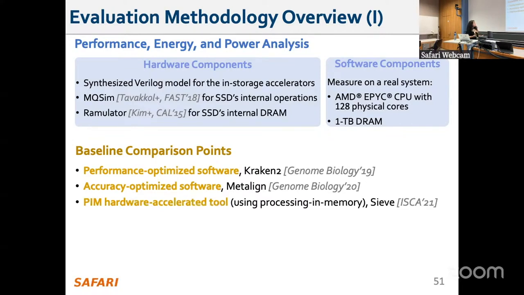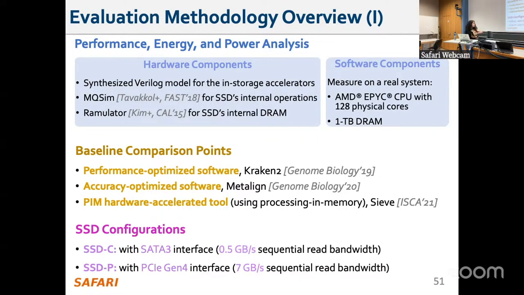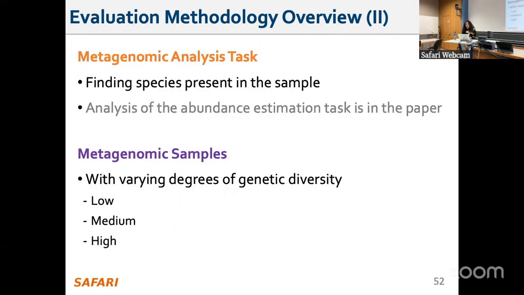And the last point is a PIM hardware accelerated tool that uses processing in memory to further accelerate the performance optimized baseline. And we analyzed MegIS on different SSD configurations, the cost optimized SSD and performance optimized SSD, which achieves higher bandwidth compared to the first one. And we analyzed different metagenomic analysis tasks. So I'm going to particularly talk about finding species that are in the sample. For that optional abundance estimation task that we talked about, you can check the results in the paper if you're interested. So for input sets, we have metagenomic samples with varying degrees of genetic diversity, low, medium, and high.